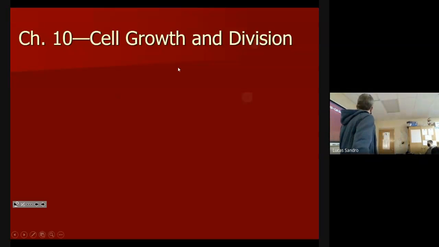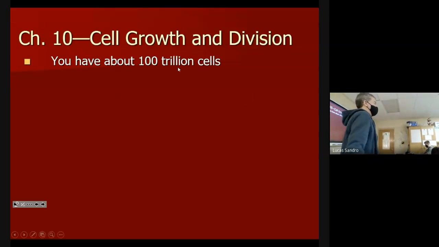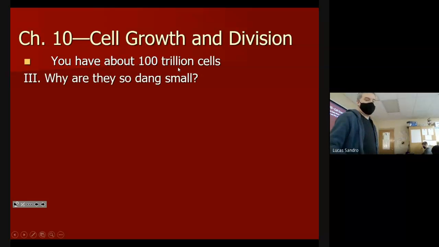That question being, you've got 100 trillion cells. How come it's not 100 million and they're just bigger? How come a blue whale isn't the size of a blue whale because it's got bigger cells? It just has more of them. How come cells are so dang small?